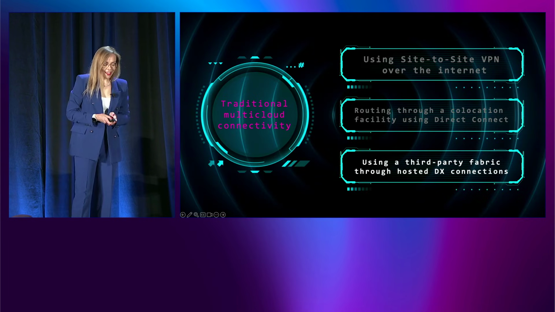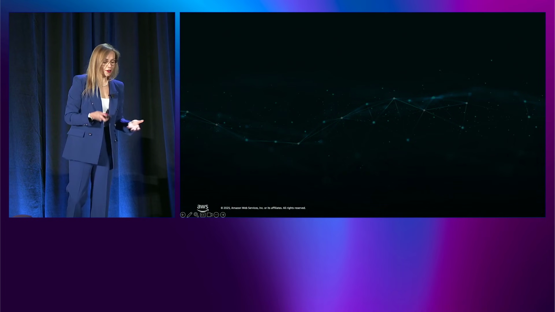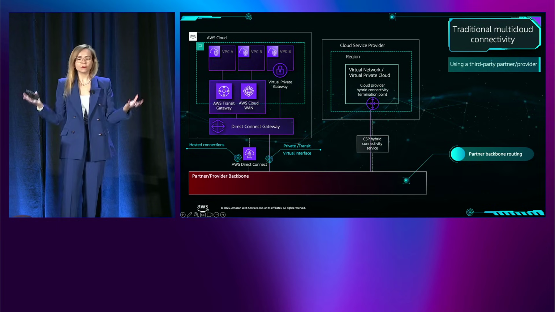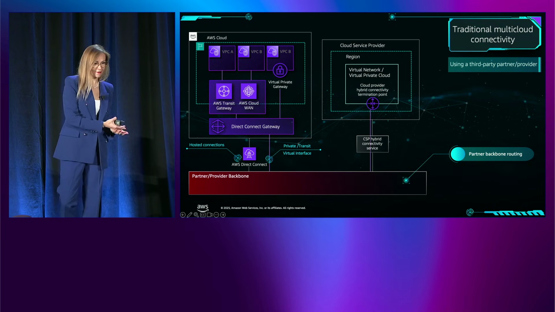Now, the third option is using a third-party fabric through Direct Connect. So using a partner that provides you with a fabric that gives you layer 3 connectivity, and you don't have to worry about maintaining your own backbone, right?